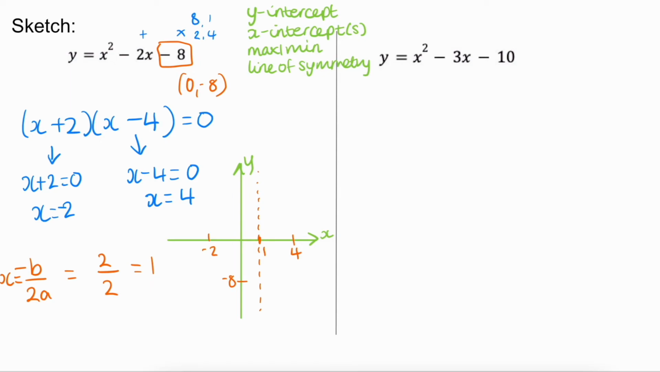So now I'm looking for the y value at that value. So I need to substitute this 1 back into my main formula. So y is equal to 1 squared, because I now know that x is 1, minus 2 times 1, minus 8. So y is equal to 1 minus 2 minus 8. And you can do this on your calculator as well. You can type it in there. And I get -9. So I now know that my minimum point is at (1, -9).